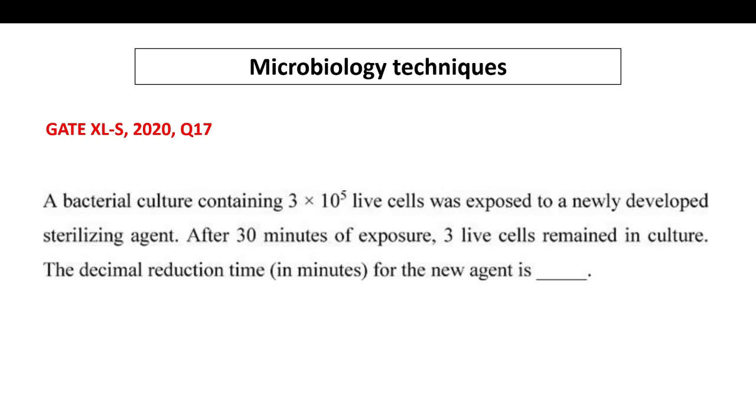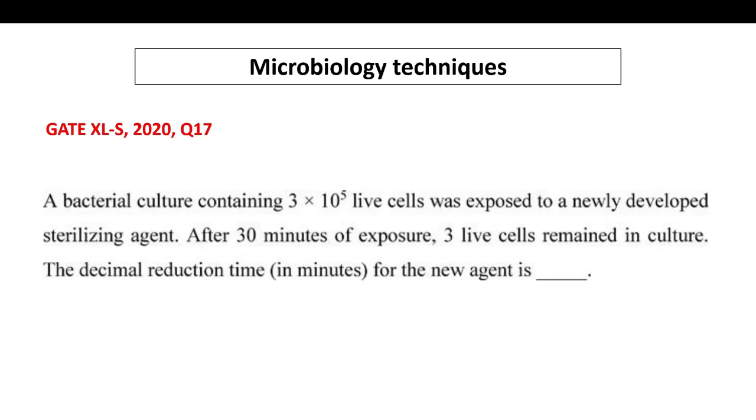Hello everyone. Today we will be discussing microbiology techniques, and the question which I will be discussing came in the year 2020 GATE XL-S in the microbiology section, and the question number is 17. The question states that a bacterial culture containing 3 multiplied by 10 to the power 5 live cells was exposed to a newly developed sterilizing agent.